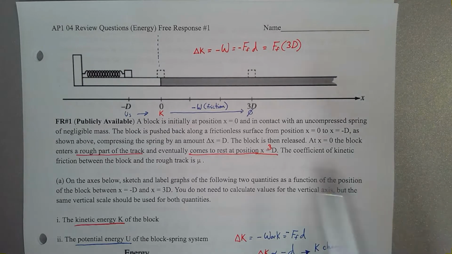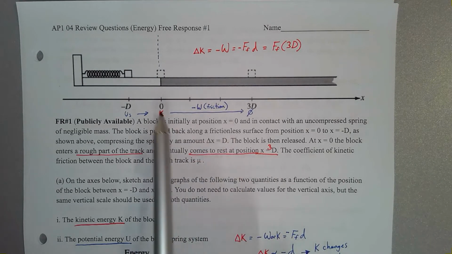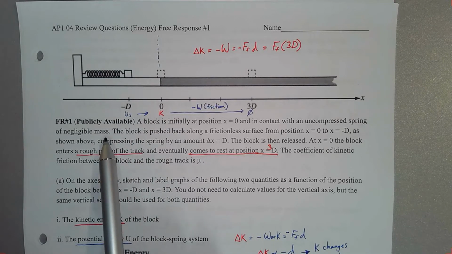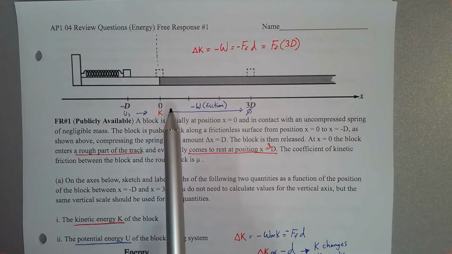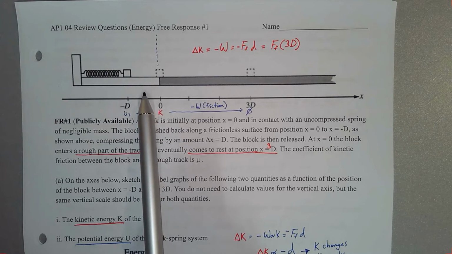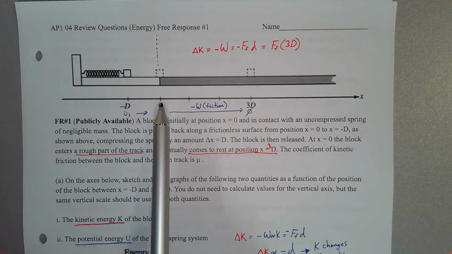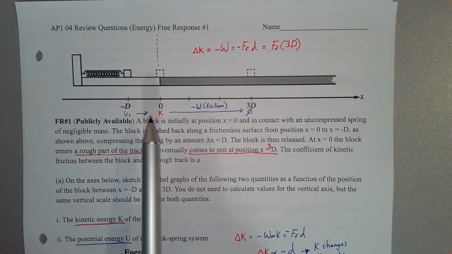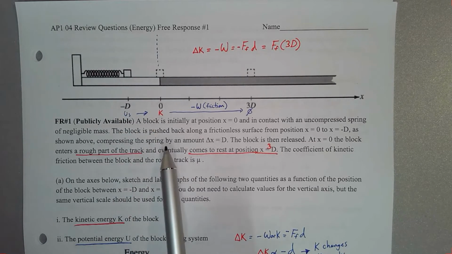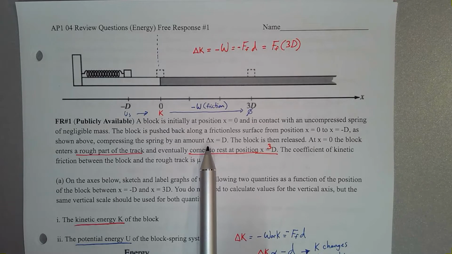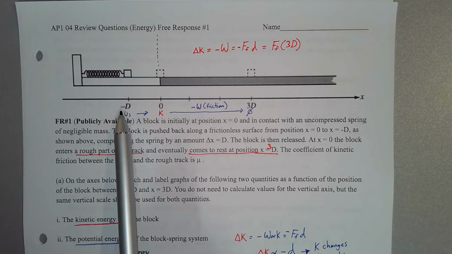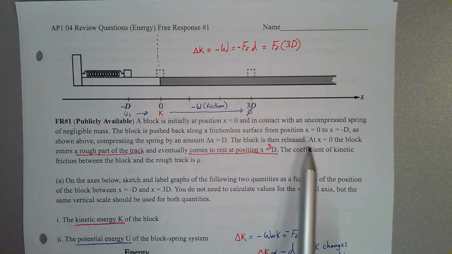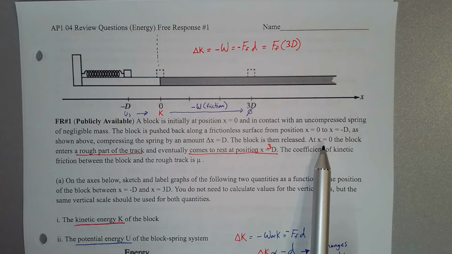It says, a block is initially at position 0, right here, and in contact with an uncompressed spring of negligible mass. The block is pushed back along a frictionless surface from position 0 to position -d. So the block is moved back here and compressing the spring, as shown above, compressing the spring to an amount of delta x equals d. The block is then released at x equals 0, or position of 0.